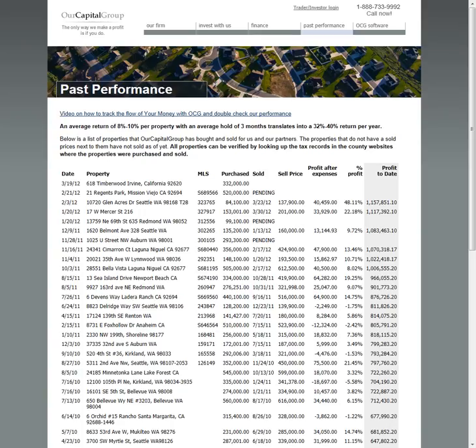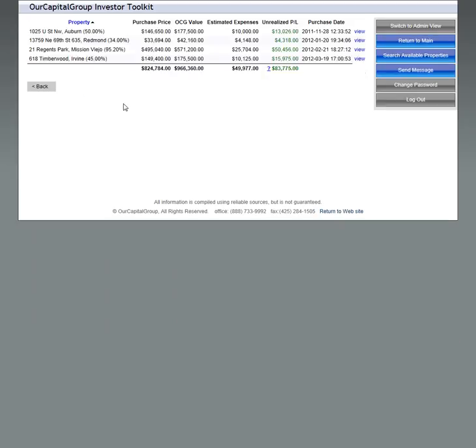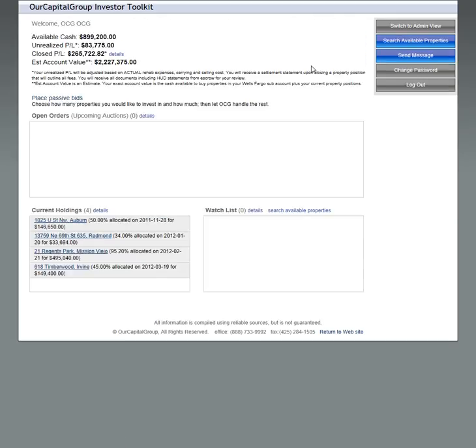On our Capital Group, remember you can always go into it, and when you do have an account and you log in, you'll go to your available cash, your estimated account value. You can click in passive orders, remember. So rather than search for properties and so forth, you can see your current holdings, how much you own of each of those holdings. You can look at your closed P&L. These are properties that have closed, and you can look at your current holdings, and these are properties that you're holding right now and have not yet closed. And again, you can see the purchases and so forth.